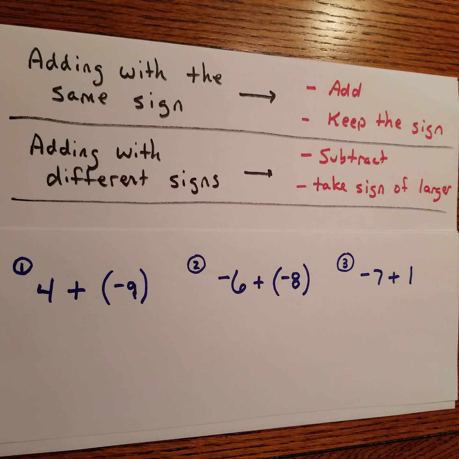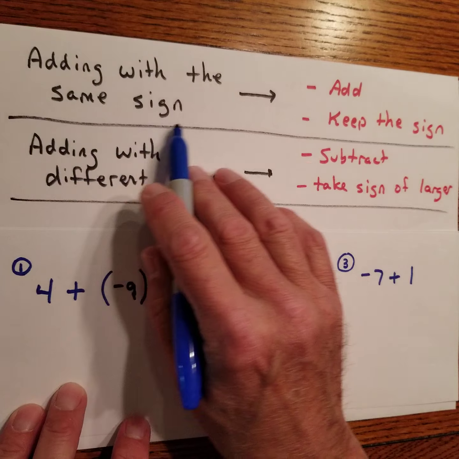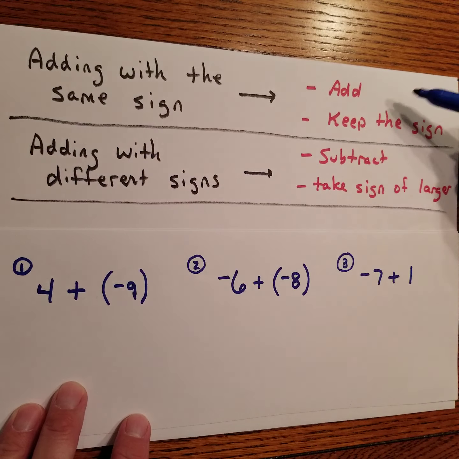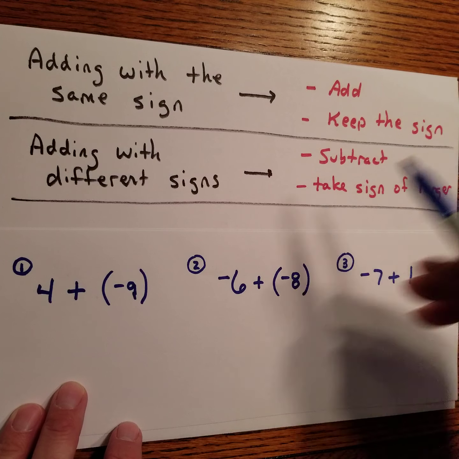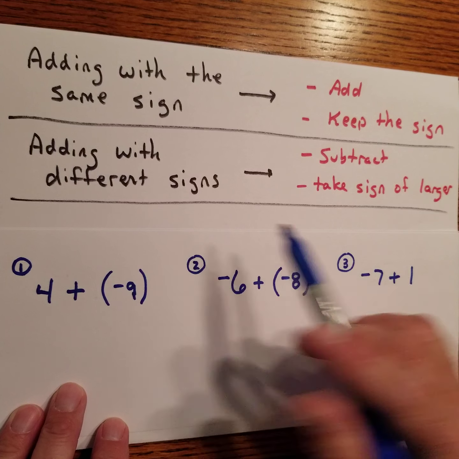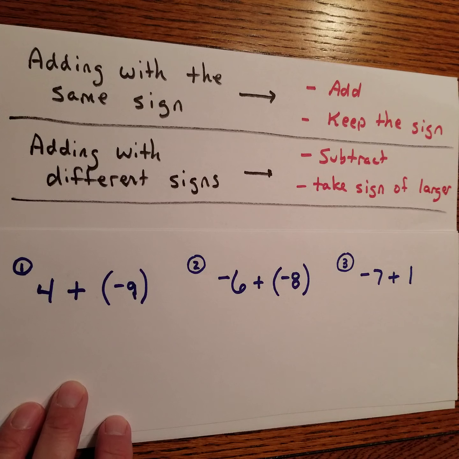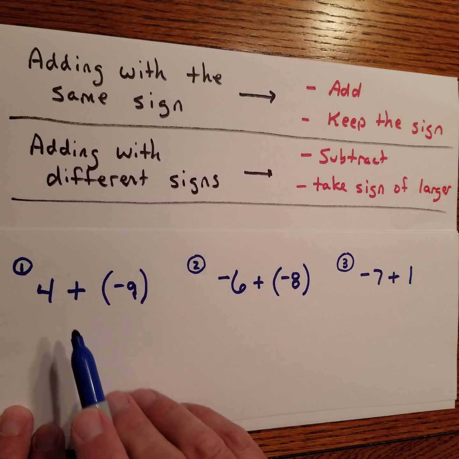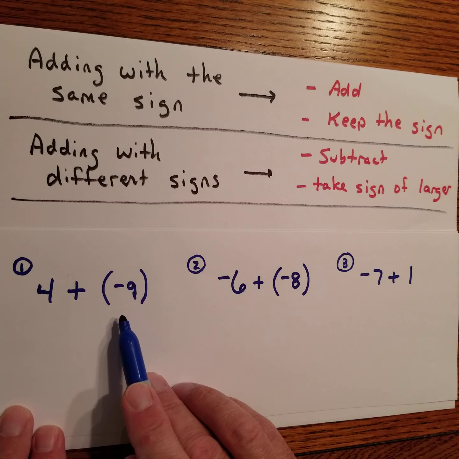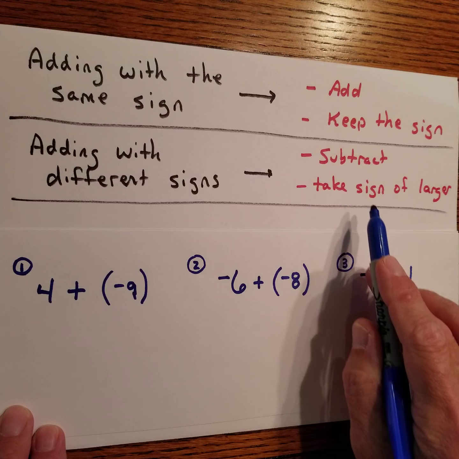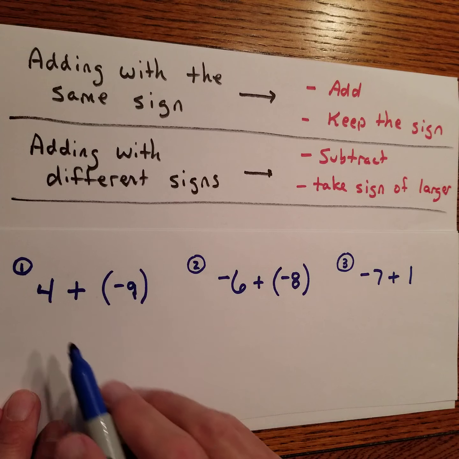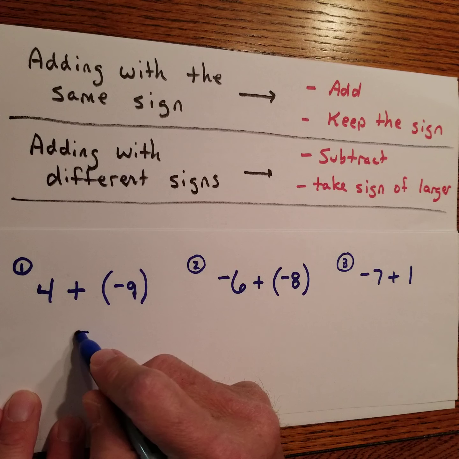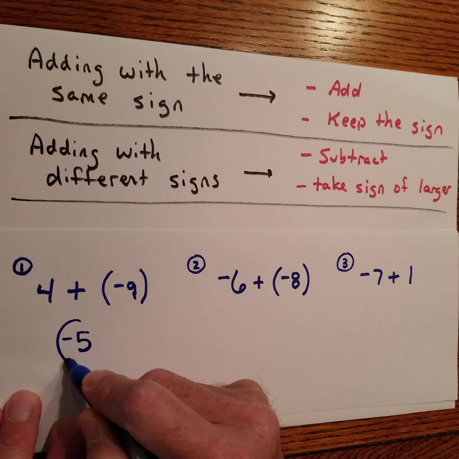Let's practice our operations with integers today. Most of you are doing a great job with addition. We know that when you add with the same sign, you add the numbers and keep the sign. When you add with different signs, you subtract the numbers, take the sign of the larger. Look at number 1. We're adding with different signs, so we'll subtract and take the sign of the larger number.